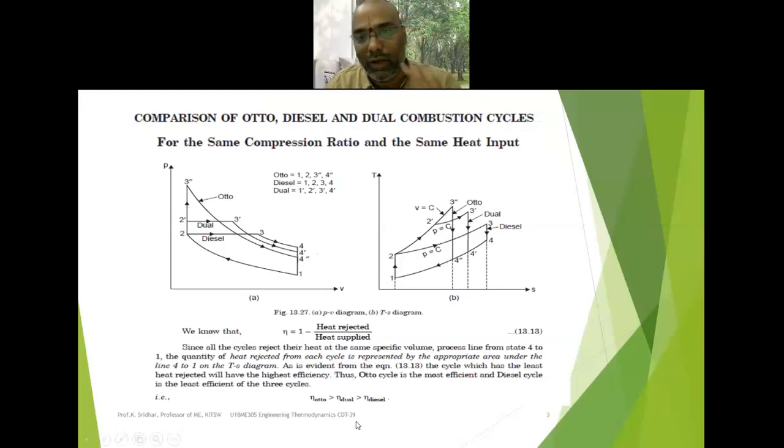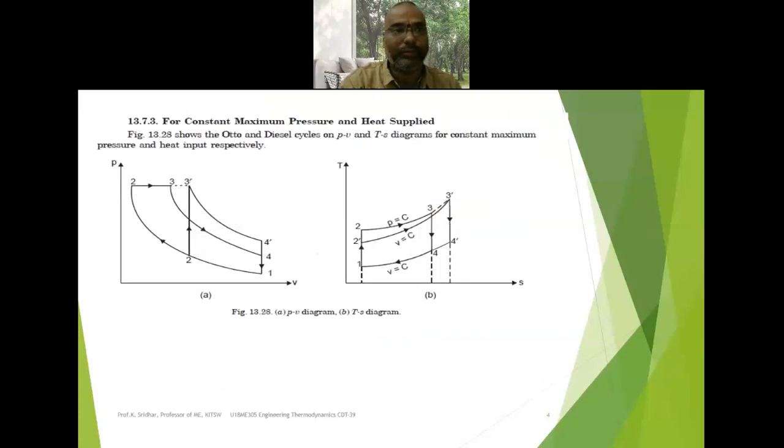That is, whenever all these three cycles are operating at the same compression ratio, which one is the best one? The Otto cycle is the best one. And which one will give you the least performance? The diesel cycle will give you the least performance. That is the conclusion we are able to get from this important point.